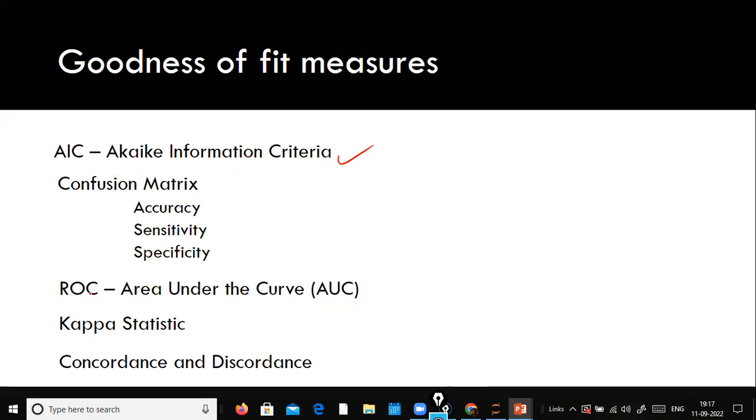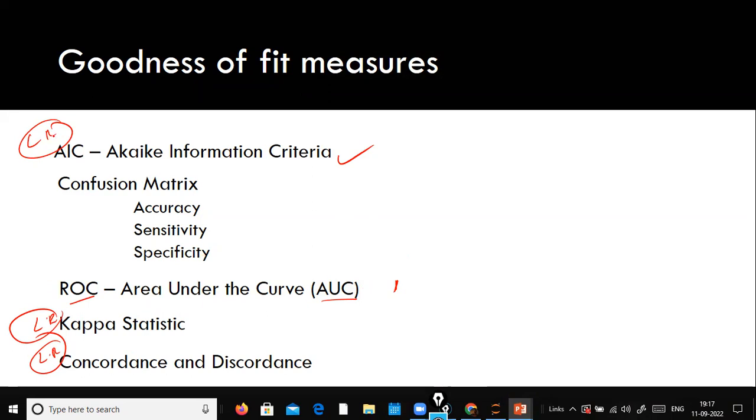And you have something called ROC, receiver operating characteristic, and area under the curve. In this package, you have something called AUC. The AUC, the area under the curve, should be 1. Any value which is closer to 1 means my model is good. And the kappa statistic, concordance and discordance, and the AIC are all very specific to logistic regression.